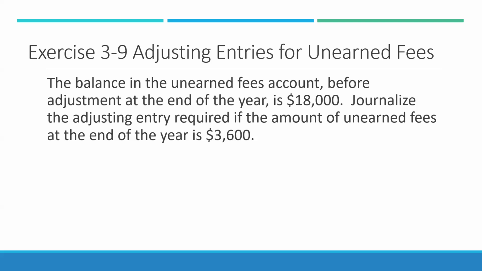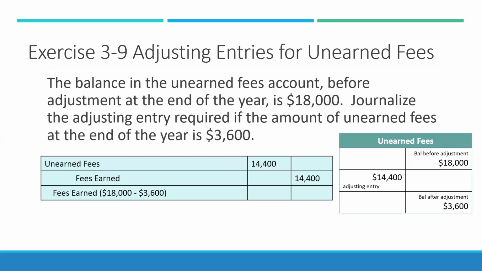So what that means is they were at $18,000. We must have earned those revenues because now it's down to $3,600. What would we do here, guys? Wouldn't we debit our unearned fees $14,400 and show fees earned? Right?